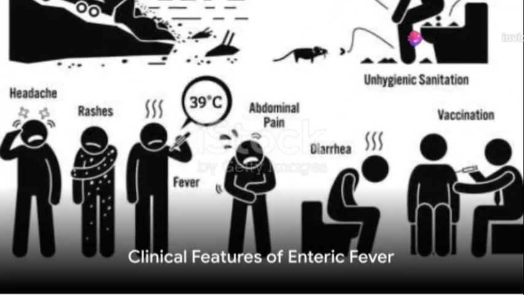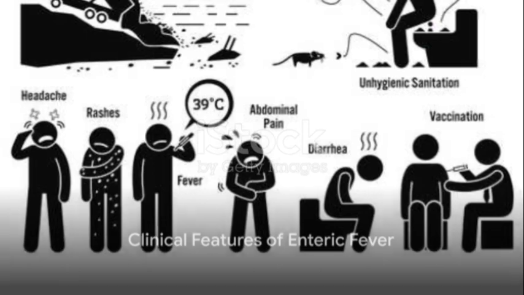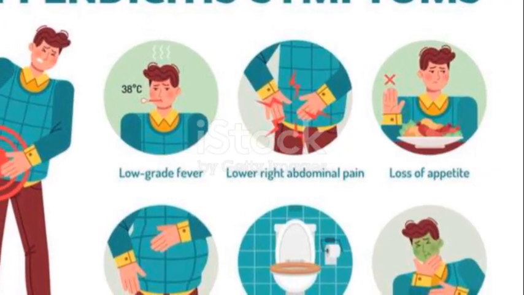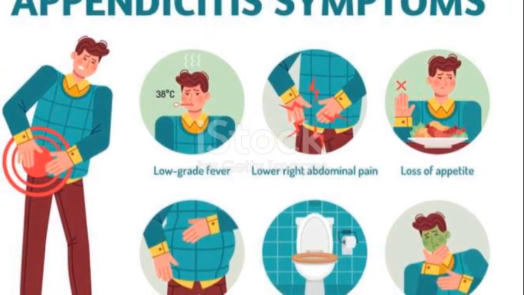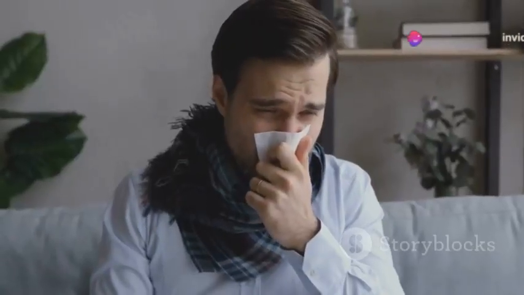The clinical features of enteric fever are a fever of the stepladder type, anorexia, abdominal pain, vomiting, diarrhea, rashes, and cough. In severe cases, it can lead to GI perforation and bleeding.